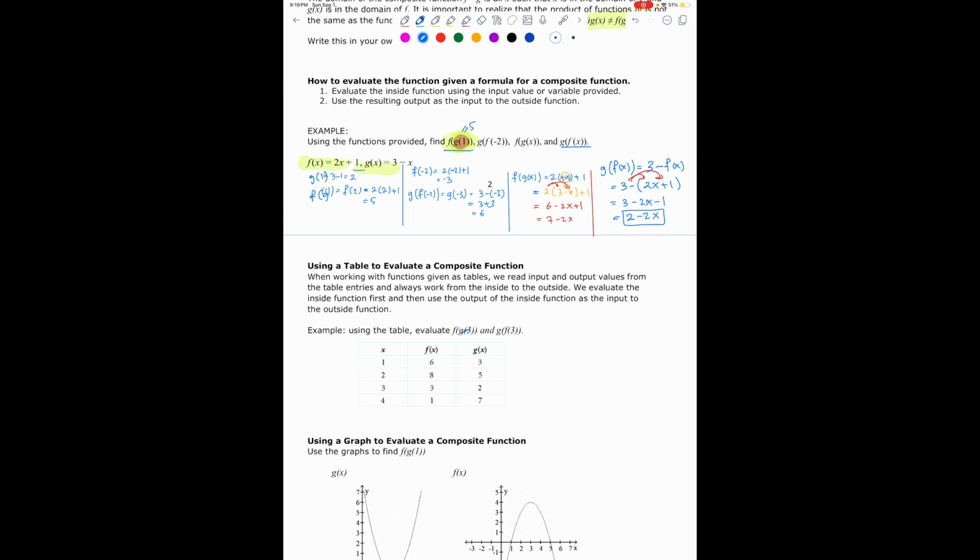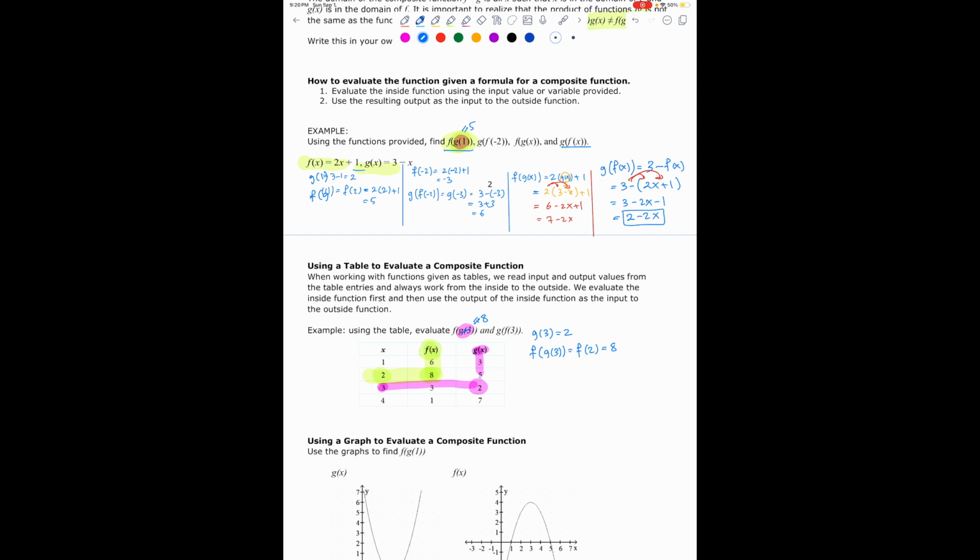For example, here is a table and we would like to evaluate f of g of 3. So f of g of 3, we're going to find g of 3 first. So g when x is equal to 3, here is g when x is equal to 3, the answer is 2. So we need g of 3 equals 2. Now we want to find f of g of 3, which means we want to find f of 2. So f when x is equal to 2 is equal to 8. So the final answer will be 8.